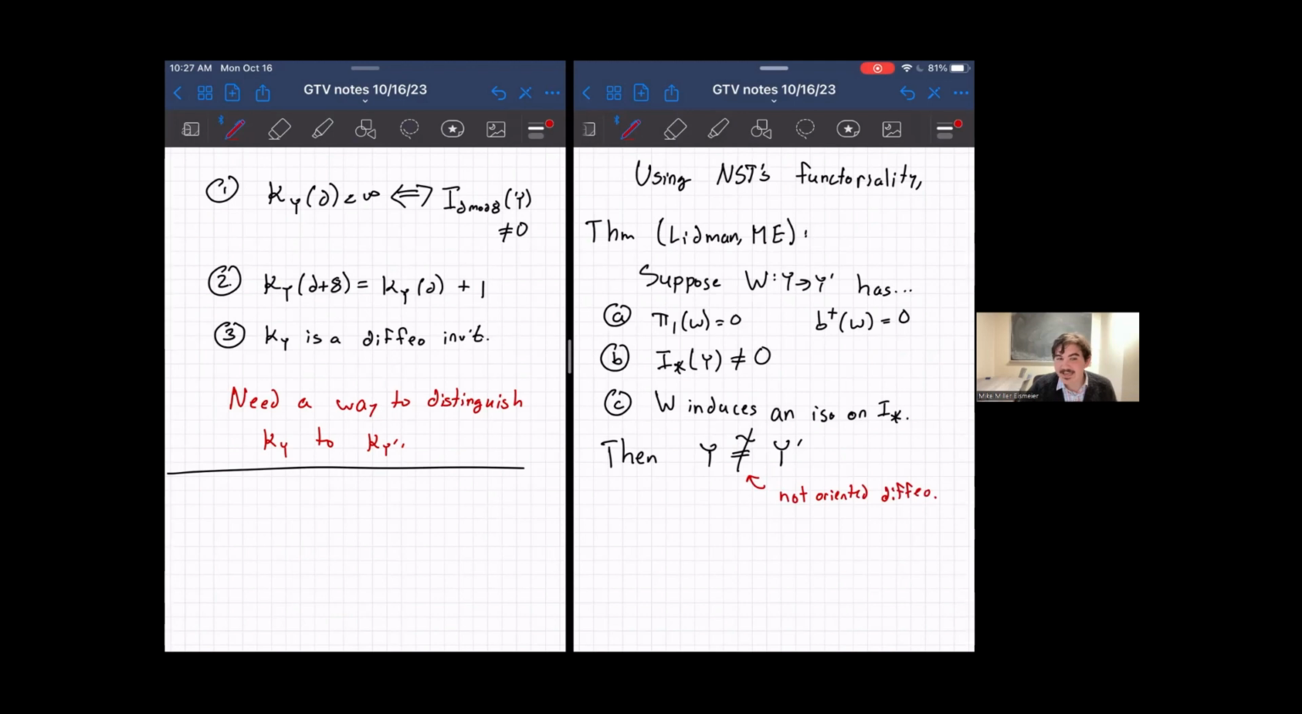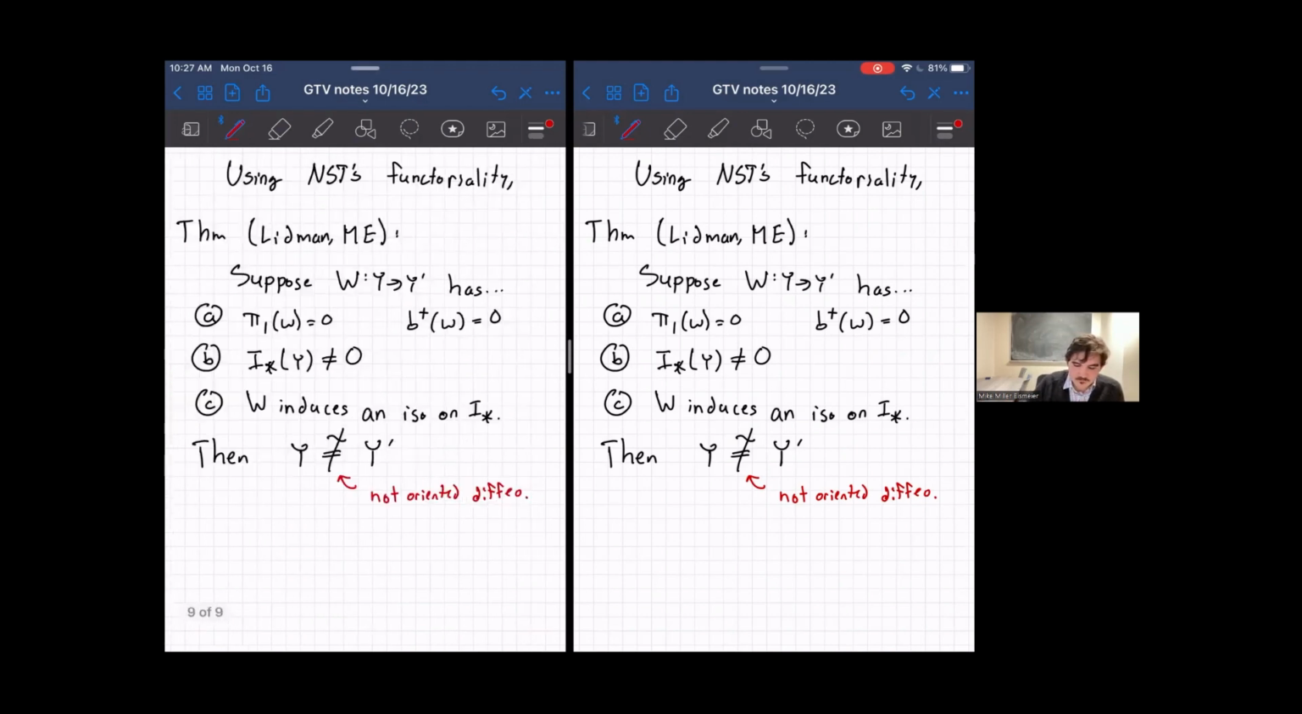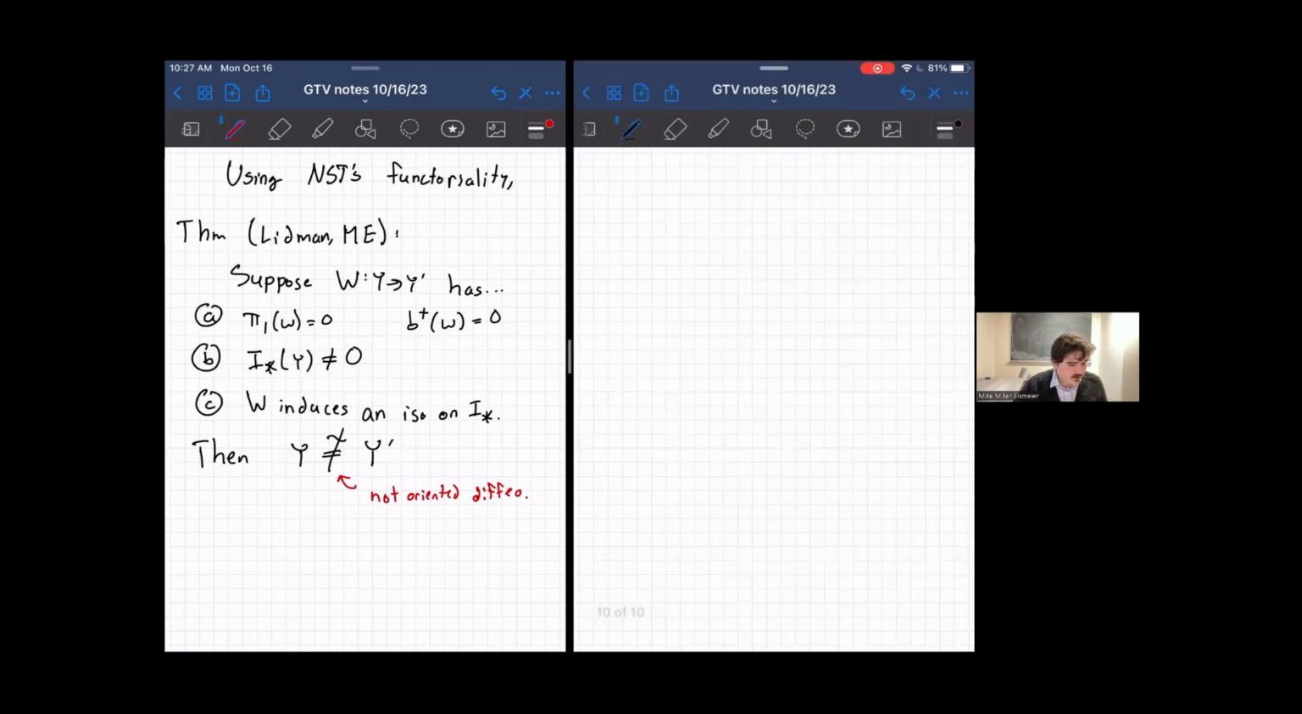Then in this case, we actually can distinguish the invariants kappa Y and kappa Y prime. Y is not oriented diffeomorphic to Y prime. Just to discuss the proof very quickly, because it's straightforward from the definitions and from the work of Nozaki, Sato, and Taniguchi. First off, because instanton homology in degree D is non-zero, kappa Y of D is finite.